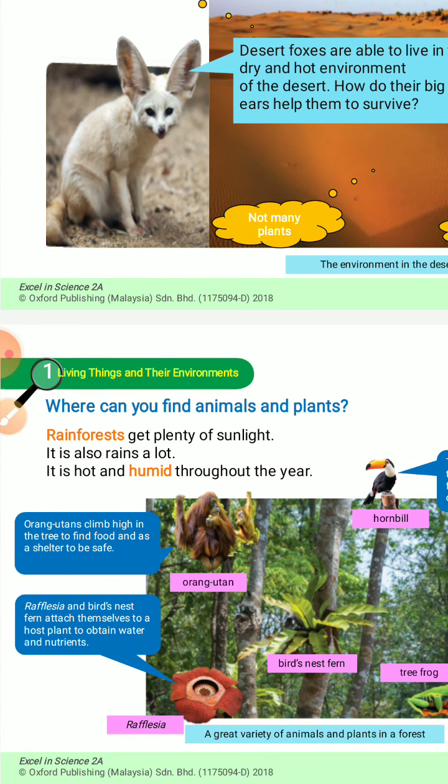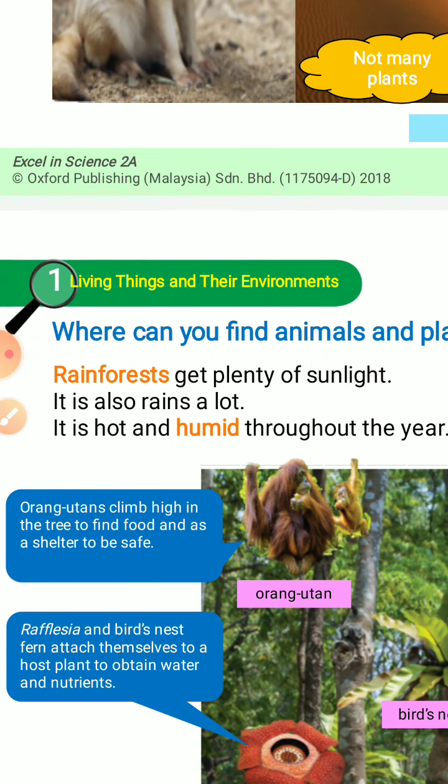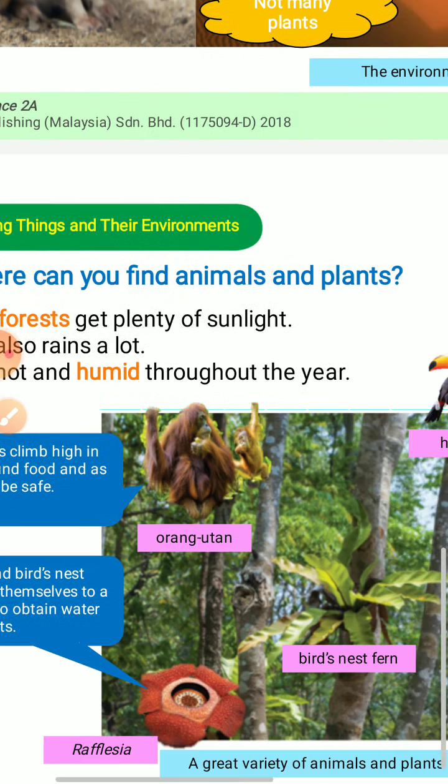Look at this orangutan. The orangutan climbs high in a tree to find food and as a shelter to be safe. Orangutans have their habitat in the rainforest. Why do they live in the rainforest? Because they can find food there, right? And they can find shelter to raise their cute children. With plenty of sunlight, orangutans feel safe in their habitats. Therefore, they live in the rainforest.